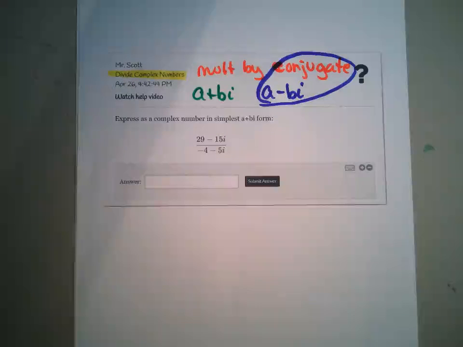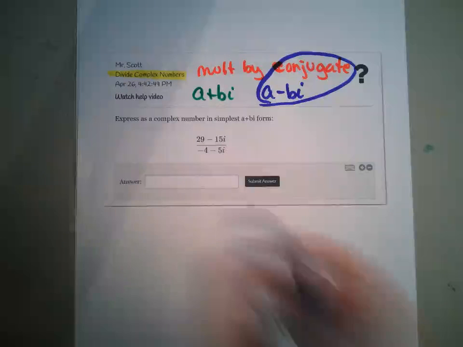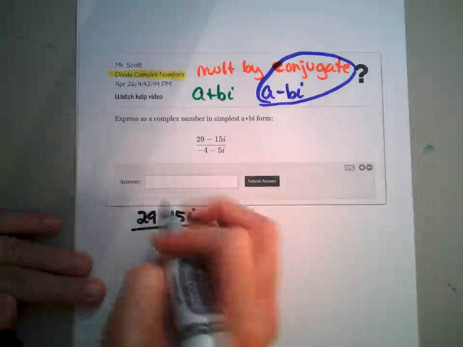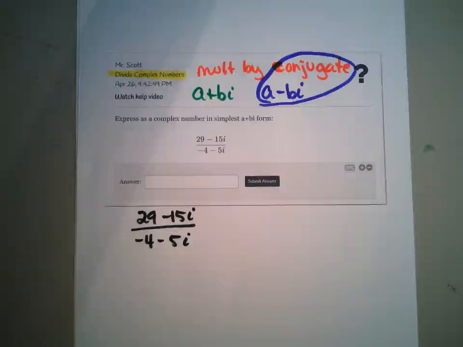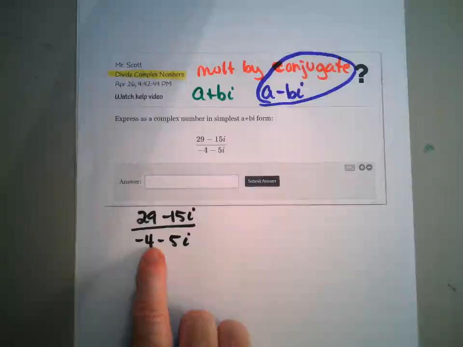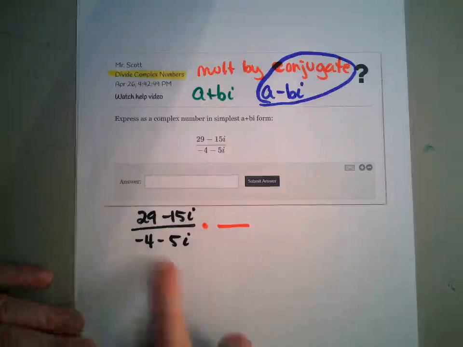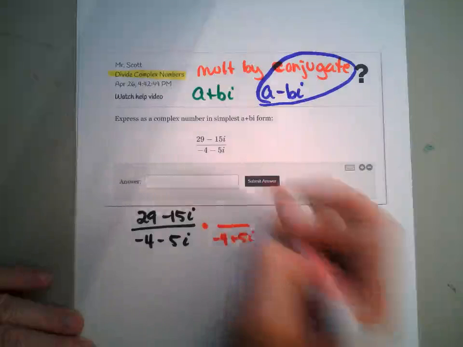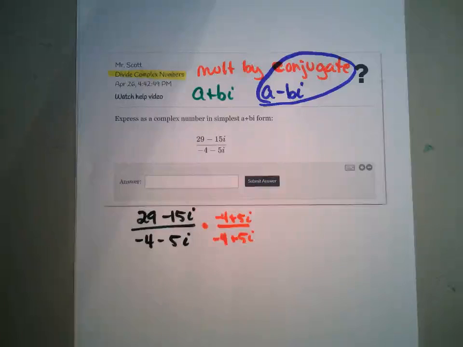Scoot that up a little bit, give me some more room. So I'm going to recopy this problem. 29 minus 15i over negative 4 minus 5i. And we're going to multiply by the conjugate of the bottom. So it's the negative 4 minus 5i that we're going to multiply by. So the bottom, negative 4 plus 5i. And we're going to do that on top and on bottom.